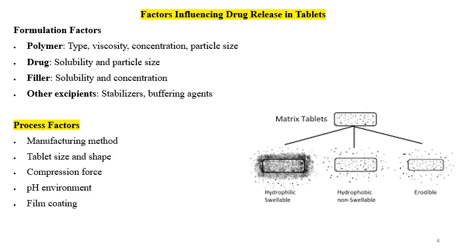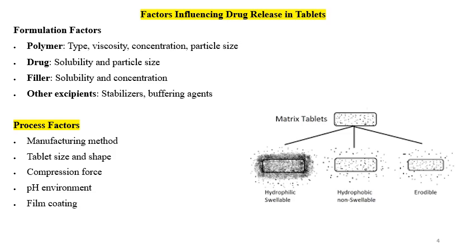You can see in the figure, matrix tablets can consist of a hydrophilic soluble matrix. It may consist of a hydrophobic non-soluble polymer, and it may consist of an erodible type of mechanism. In the HPMC matrix tablets, it is through the hydrophilic soluble type of matrix.